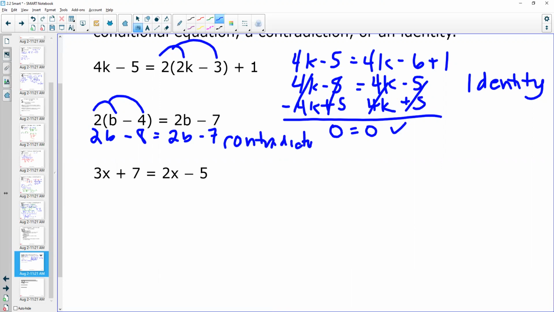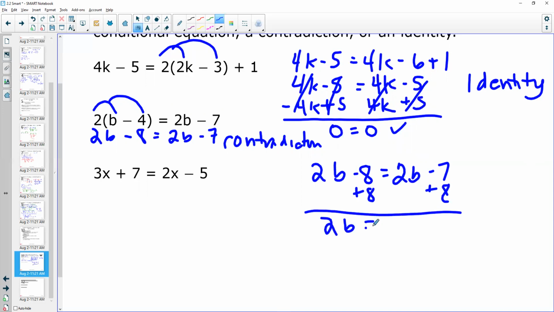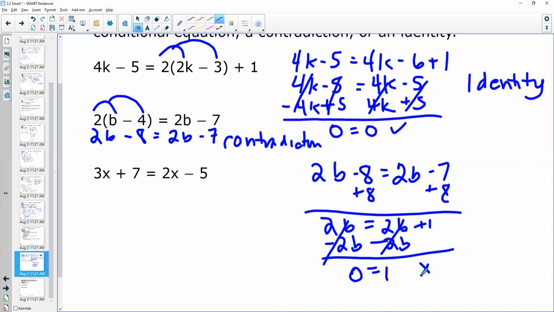But the way it looks, if you keep going, so we're going to do it over here, 2b minus 8 equals 2b minus 7. I can combine stuff. I'm going to add 8. I get 2b equals 2b plus 1. I get minus 2b minus 2b. Those guys all cancel. I get 0 equals 1. And that's never true. That's why it's a contradiction. I get to the end and I get a false statement, okay?